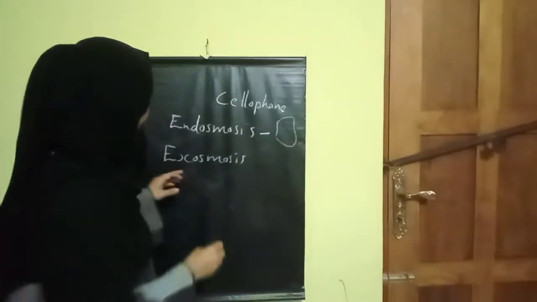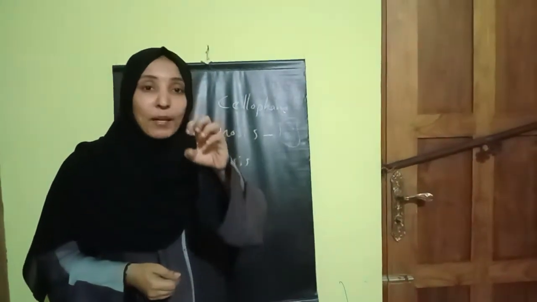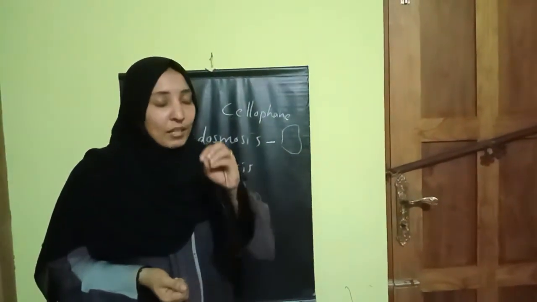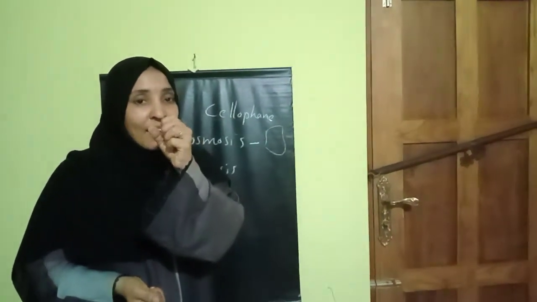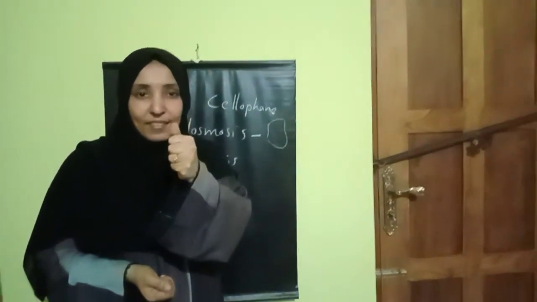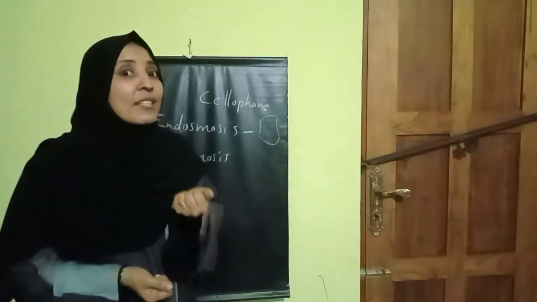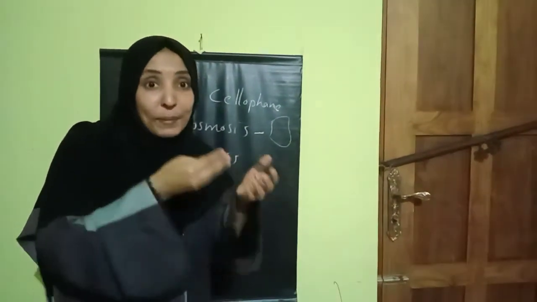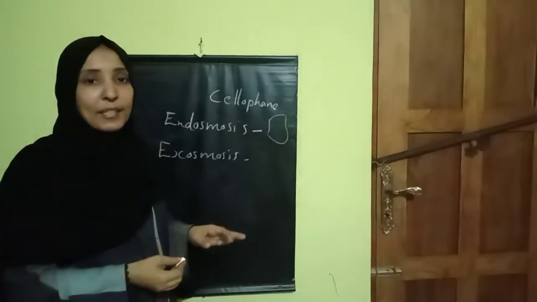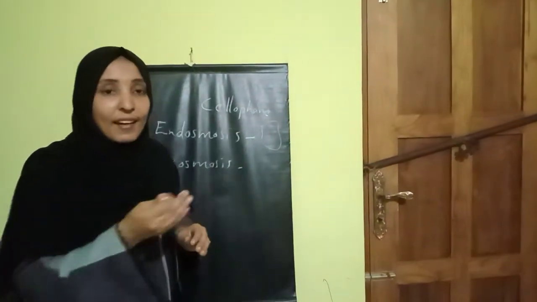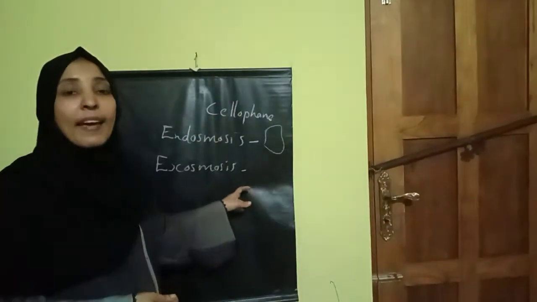Then what is the condition of exosmosis? For example, when we keep tender mangoes in salt solution, what will happen after 1 or 2 months? The mangoes shrink. This is because of the movement of water molecules from inside to outside. That is an example of exosmosis. That means the water molecules are coming out of the cells. This is the process called exosmosis.